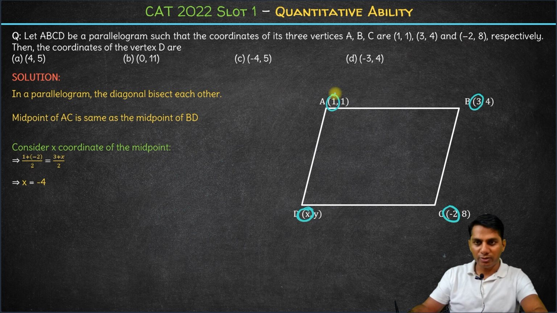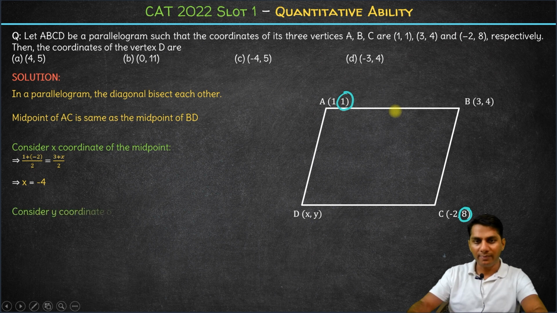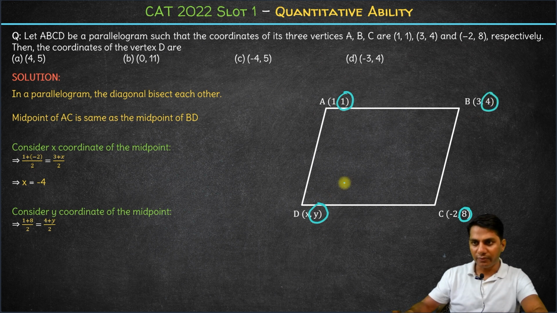But even if you have to check for the y coordinate, the y coordinate of the midpoint of A and C will be (1 + 8)/2, which should be equal to the y coordinate of the midpoint of B and D, which is (y + 4)/2. Again the 2 cancels out. 1 plus 8 is 9. 9 minus 4 is 5. So y is equal to 5. Hence option C here is the right answer. Okay. So that's it for this question.